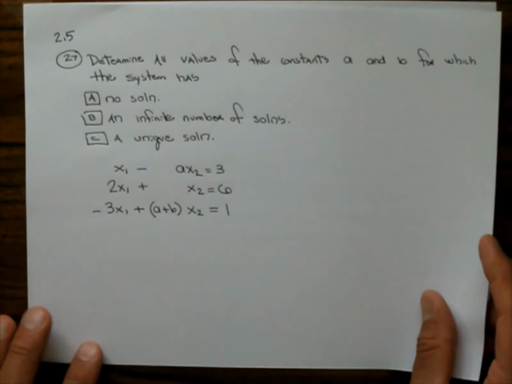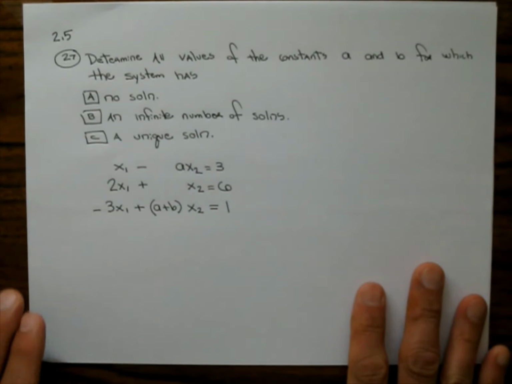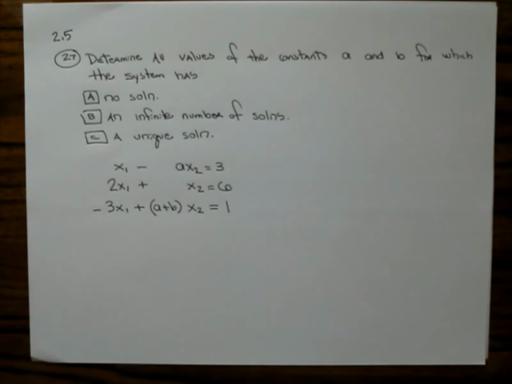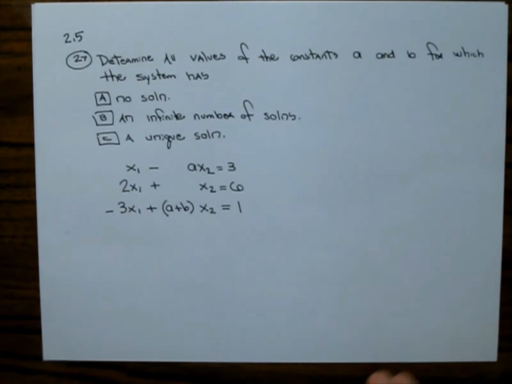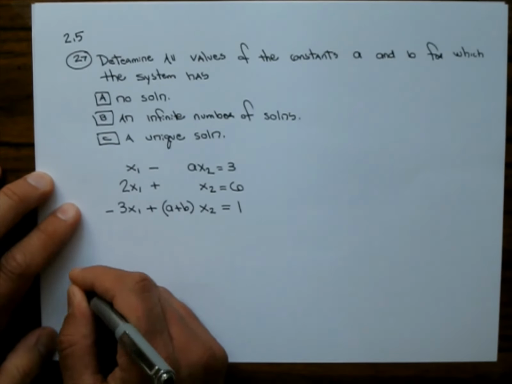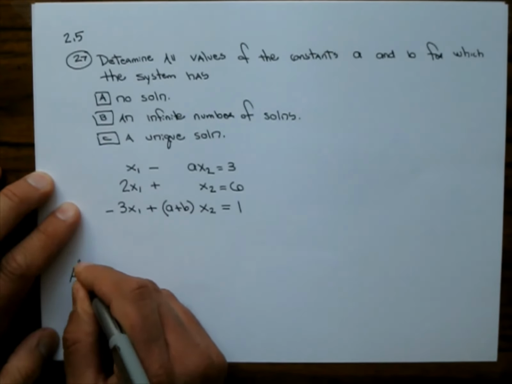This one was one of your homework problems, and it's usually asked on the review when I do a face-to-face class. So I might as well just do it since I know it's a problem that's usually asked. And this problem says, determine all values of the constants a and b for which the system has no solution, an infinite number of solutions, a unique solution. So that's what we're going to do. So let's go ahead and write up the augmented matrix for this. So I'll call it A of that.